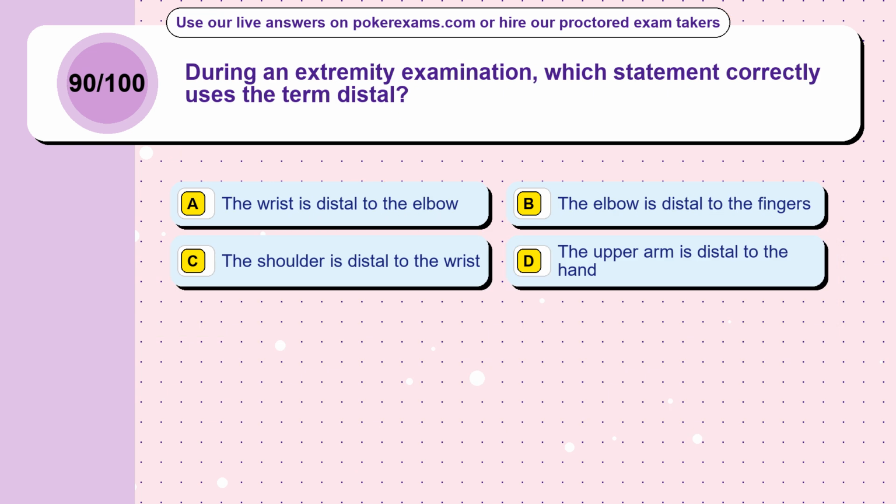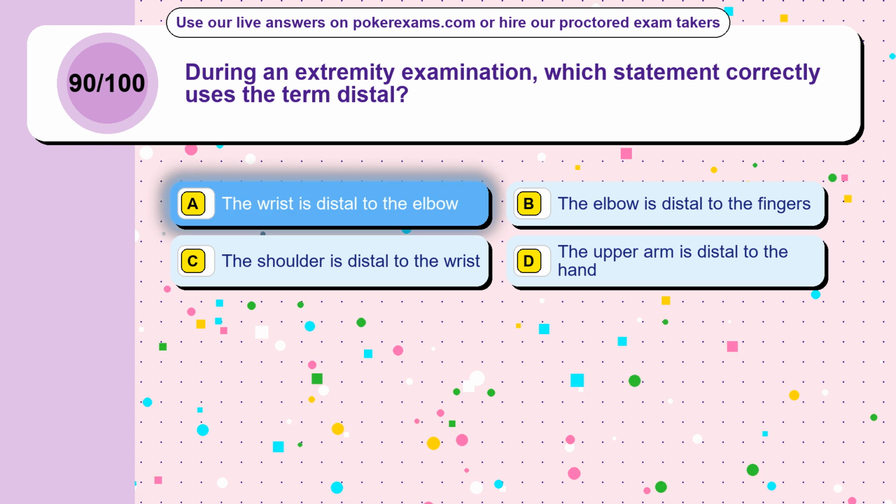Question 90. During an extremity examination, which statement correctly uses the term distal? Option A. The wrist is distal to the elbow. Option B. The elbow is distal to the fingers. Option C. The shoulder is distal to the wrist. Option D. The upper arm is distal to the hand. The correct answer is option A.